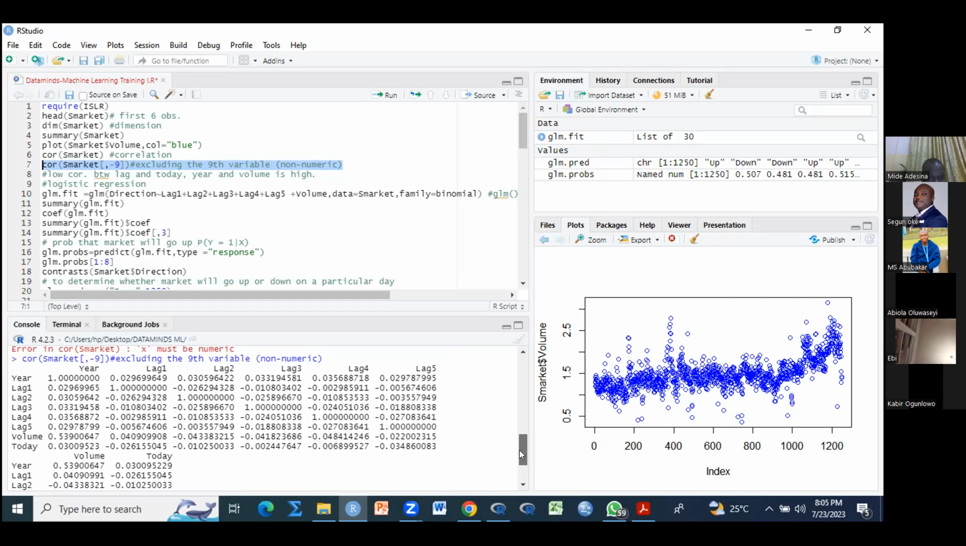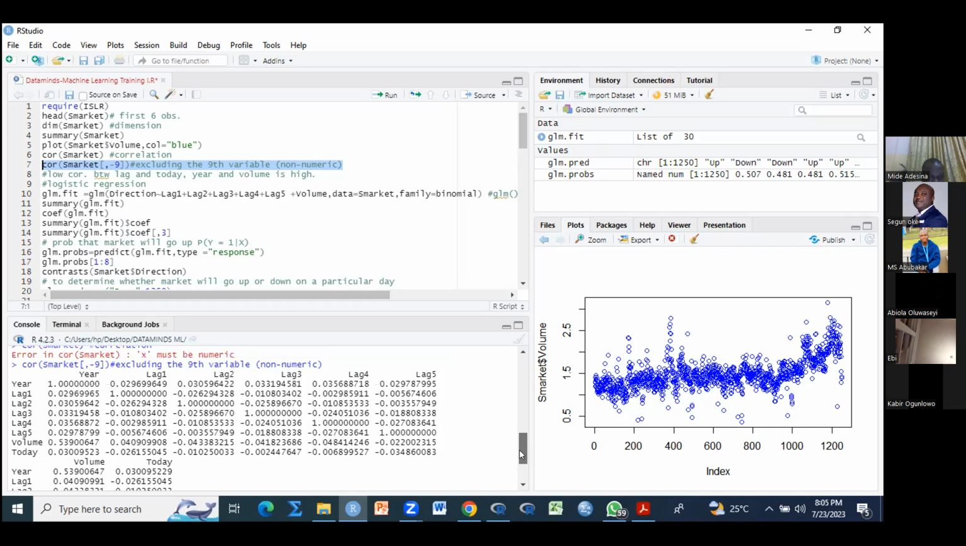How do you determine low relationship? Is it because of negative and positive? Dr. Adeshina.